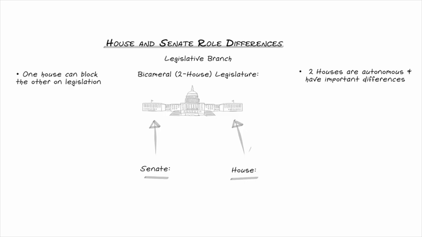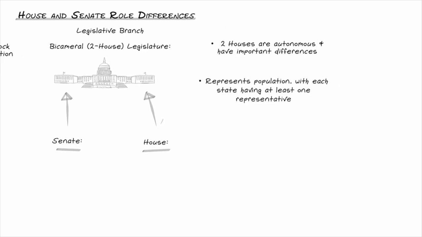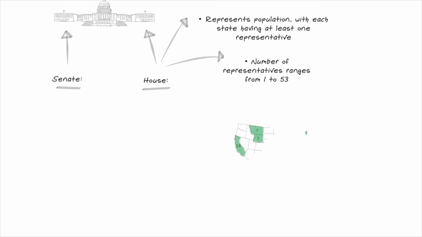As we will see, the differences in the structure and the role of the House and the Senate are very important. Structurally, the House and the Senate are distinct. The House is composed of 435 members, each elected for a 2-year term. These 435 seats are divided by the population of each individual state. But each state must have at least one representative.